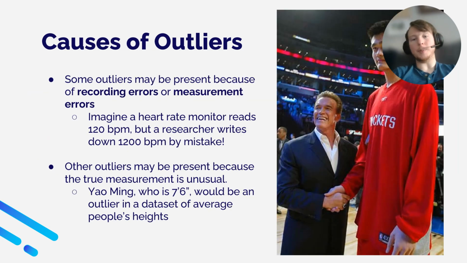Some outliers might be present just because of recording errors or measurement error. Imagine a heart rate monitor reads 120 BPM and then a researcher writes down 1200 BPM. That's going to be a major outlier because most heart rates are nowhere near that. But other outliers might be present just because the real measurement is just unusual. Yao Ming, for example, is a walking outlier. He just is that tall.